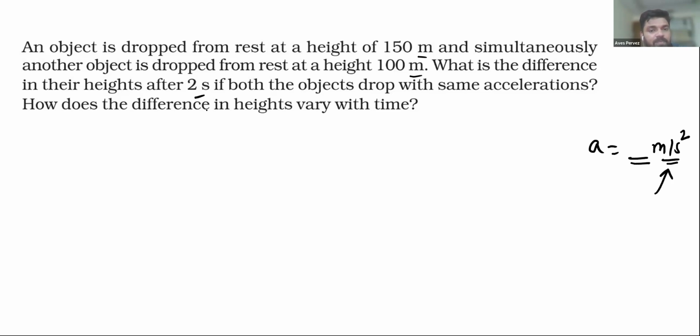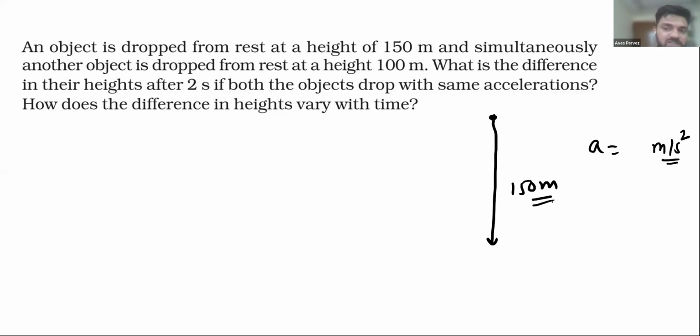So let's check how we can solve this question, because no explanation is given to you, so you have to use your mind to check. Now an object is dropped from rest from a height of 150 meter. This is the height, 150 meter. What is this 150 meter? Is it a distance, velocity, acceleration? Distance, just distance, because the unit of distance is meter. So S is equal to 150 meter.